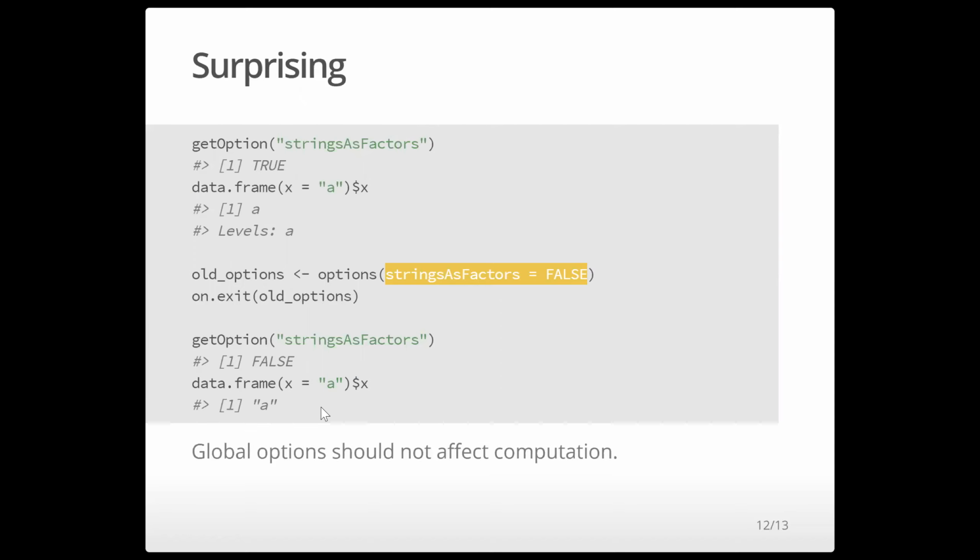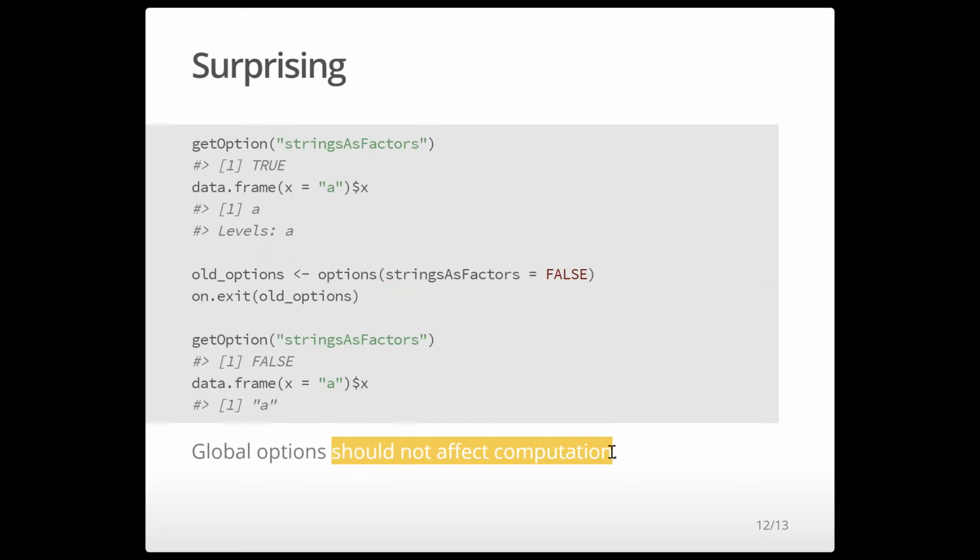So that's not ideal, and it remains like that for mostly historical reasons. I mean, changing that would be a pain. It would break so much code. But generally, global options are sometimes required, but it's a good idea to use them only for display. Like, for example, how many rows of a data frame you want to print on your console or something like that. But they should generally not affect computation. So in this case, it does affect something that is computed, and it's not a very good idea.